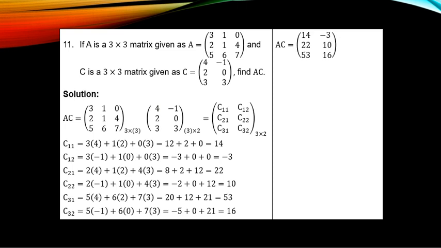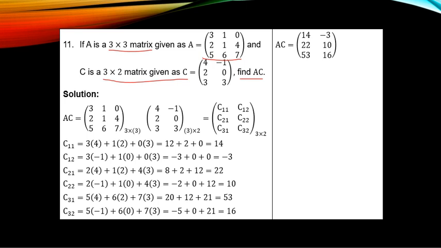Example 11. Okay, let's take it again. If A is a 3 by 3 matrix given as this, so A has 3 rows and 3 columns, and C is a 3 by 2 matrix given as C, that is 3 rows and 2 columns, 4, 2, 3, minus 1, 0, 3. Then find AC.